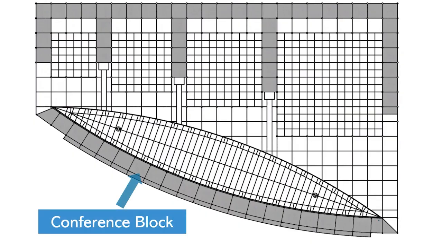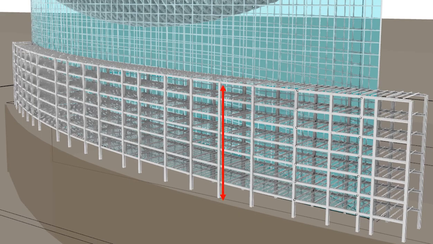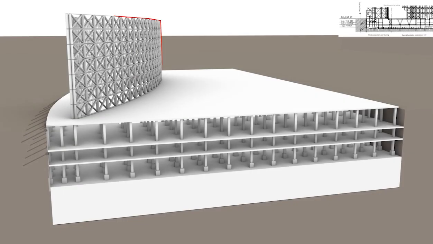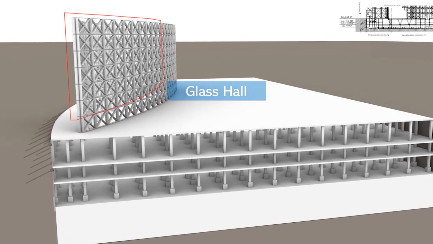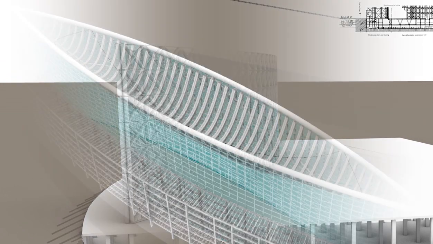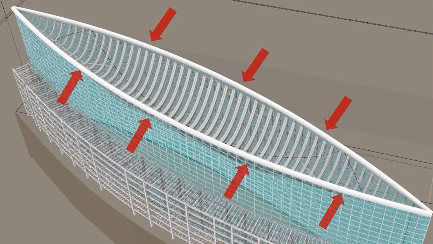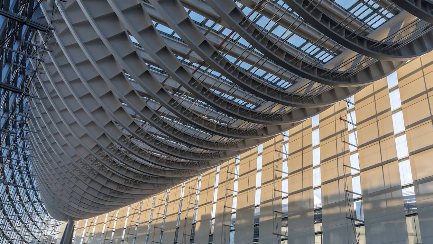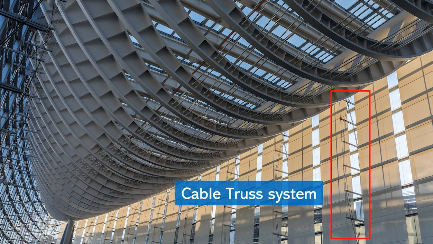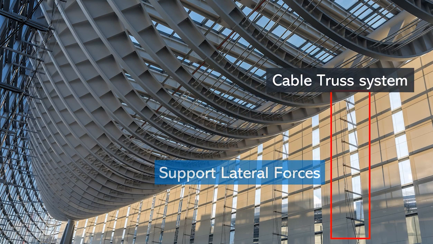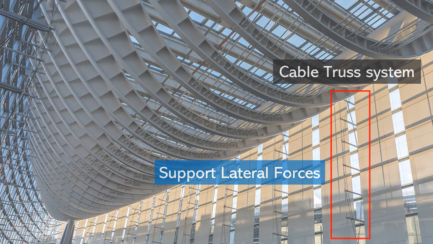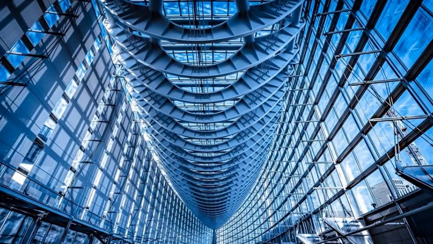First, there's a conference block located on the north side of the glass hall. This block consists of 7 floors and serves as a core of the glass hall. Next are the exterior walls of the glass hall. The walls are made entirely of curved glass and are designed to better withstand lateral forces due to their curved shape. Inside the glass hall, there is a cable truss system. 2 cables inside the glass spiral upwards and are located on the north and south sides of the glass hall, supporting the glass against lateral forces.